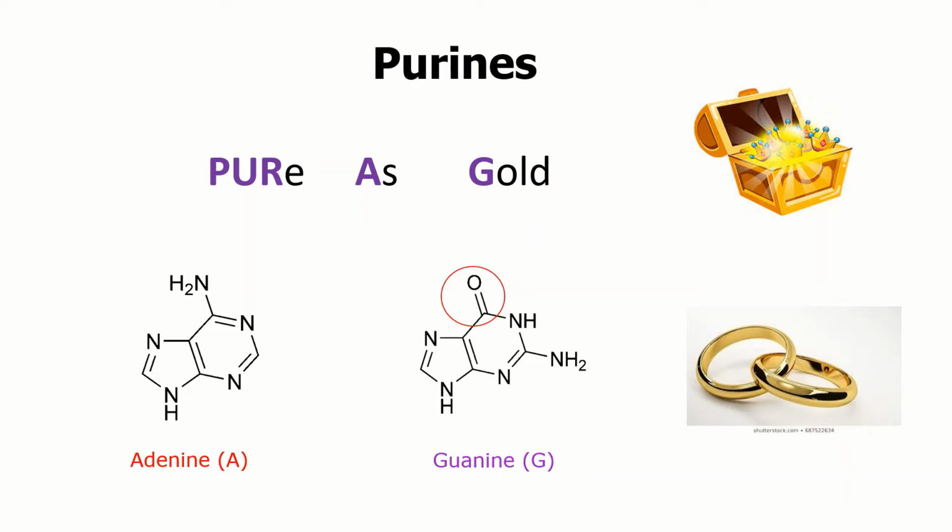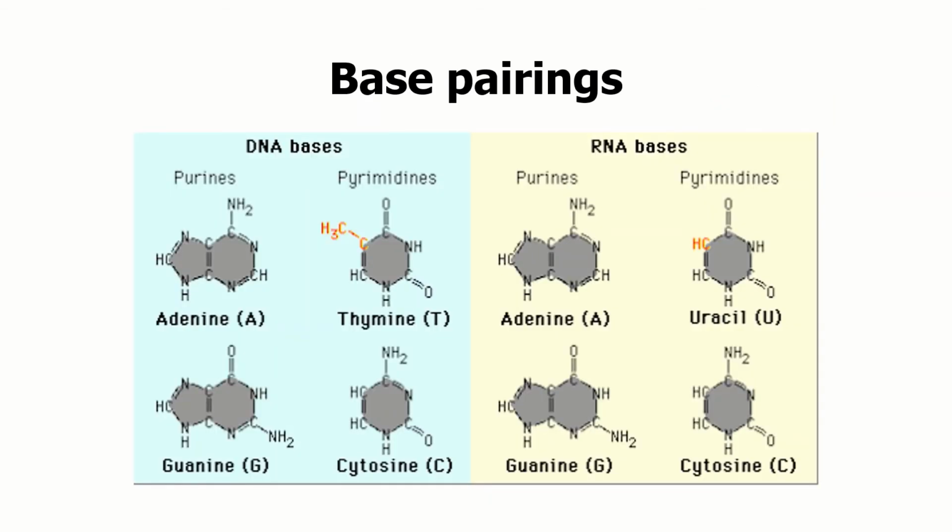So for the base pairings, there's only two things to remember. One, uracil replaces thymine in RNA, and two, that G and C are curvy letters, so they're almost together and therefore have 3 bonds, while A, T and A and U have 2 bonds.